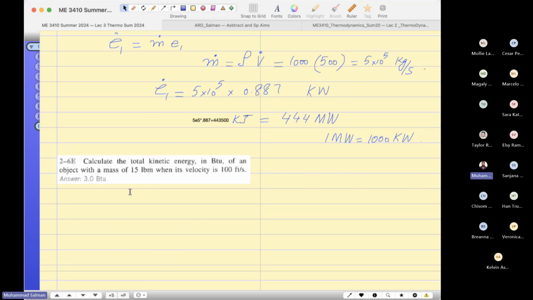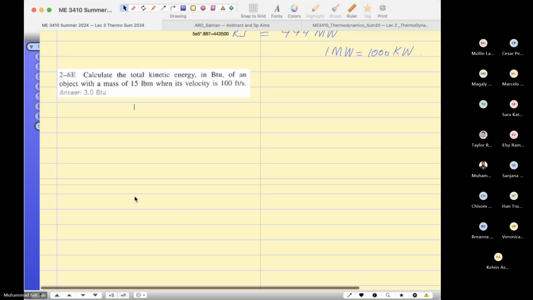Calculate the total kinetic energy in BTU, British thermal unit. And there are certain conversions which I'll explain to you in a bit. You have to find out the answer. The mass is given.